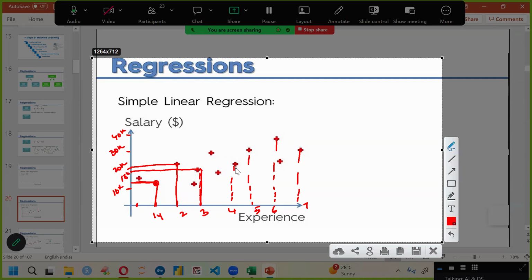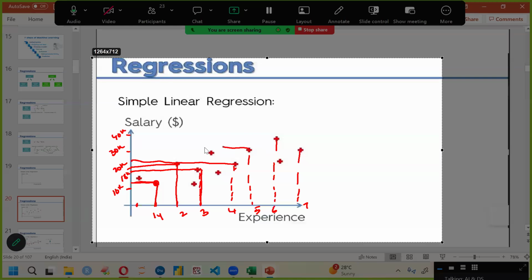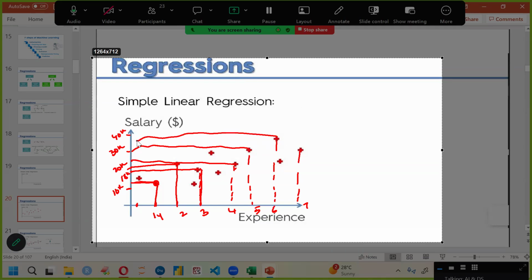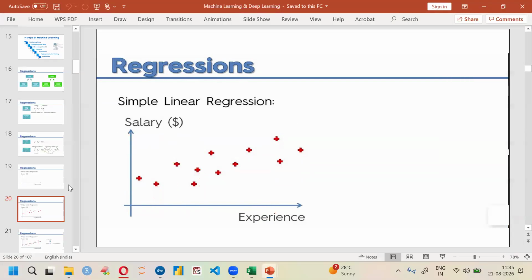Now a 4 years of experience person is getting a salary of around 21K, something like that. Now a 5 years of experience person is getting a salary of 30K, something like that. Now a 6 years of experience person is getting a salary of 40K, something like that. So what I did, I had plotted different points over here, based upon their salary and experience.